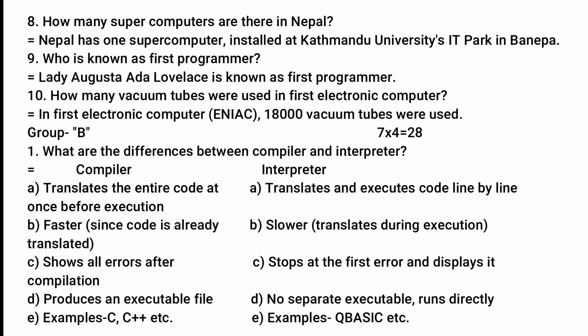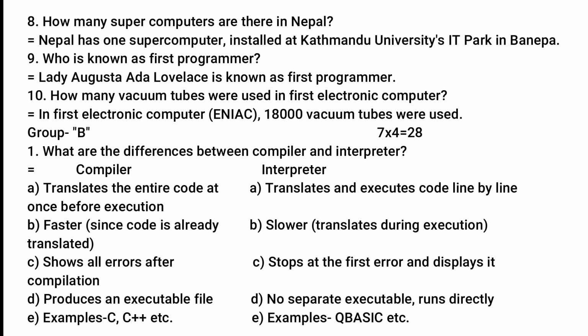Group B. 1. What are the differences between compiler and interpreter? Here is the differences of compiler and interpreter. Compiler A. Translates the entire code at once before execution. Interpreter A. Translates and executes code line by line. Compiler B. Faster, since code is already translated. Interpreter B. Slower, translates during execution.